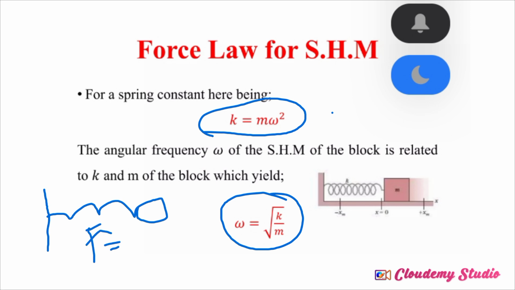Follow me carefully. F equals minus Kx. This K is the spring constant, or the proportionality constant. The reason we have a negative sign is that, as I already said, the restoring force is directed towards the center, which is opposite to the force that displaced it in the first place.